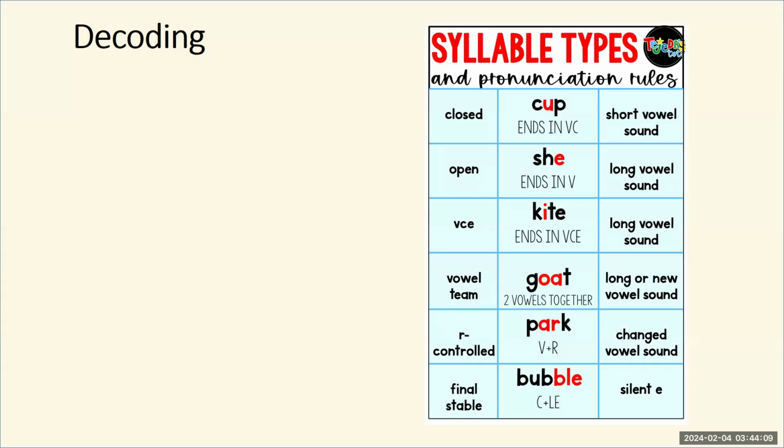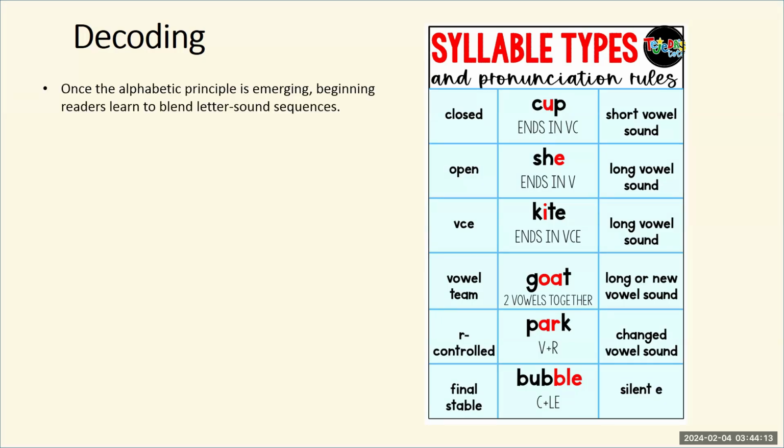Recently, our focus has switched to decoding syllable types. Once the alphabetic principle is emerging, beginning readers learn to blend letter sound sequences. So we have gone from individual alphabetical letters to trying to sequence those to hear a word. This is a prolonged process with stages described by Linnea Ehri. Blending letter sounds is challenging because we do not speak as a series of sounds such as k, uh, p.